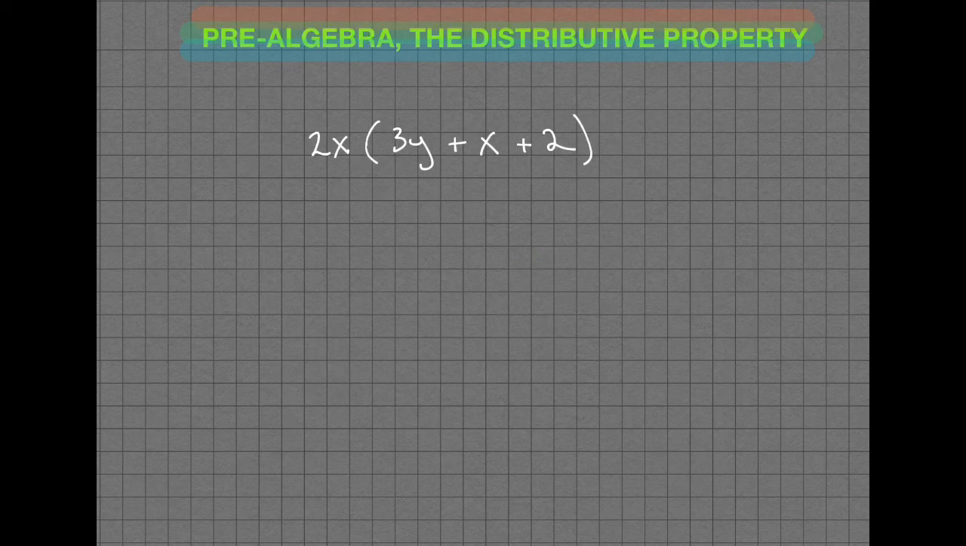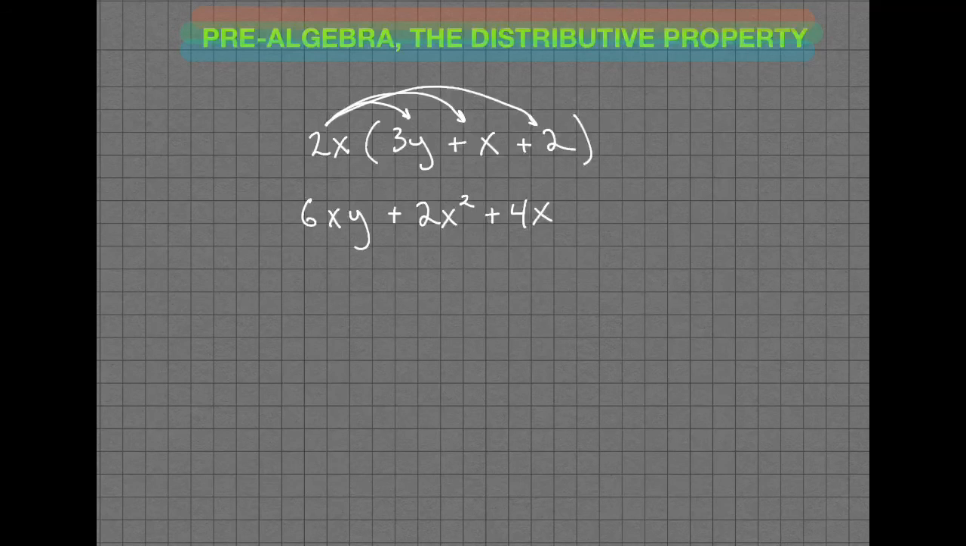Okay, the last problem here, I just want to show you what happens when you have more than one variable being multiplied together. So we know that our distribution works this way. So 2x times 3y is going to give us 6xy. Then 2x times a positive x is going to give us a positive 2x squared. And 2x times 2 is just going to give us plus 4x.